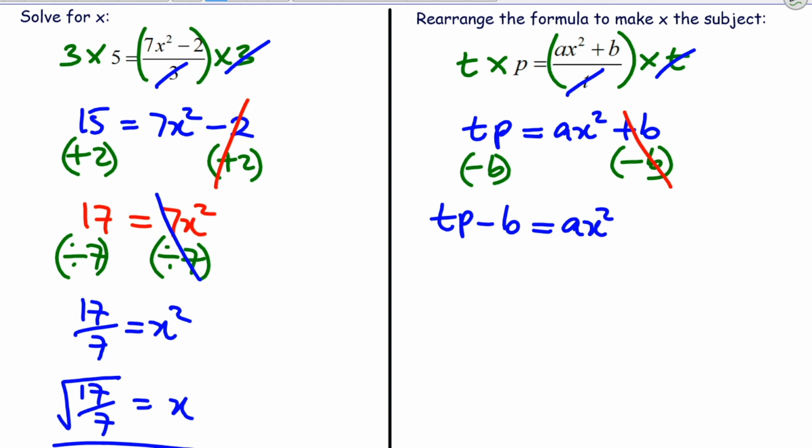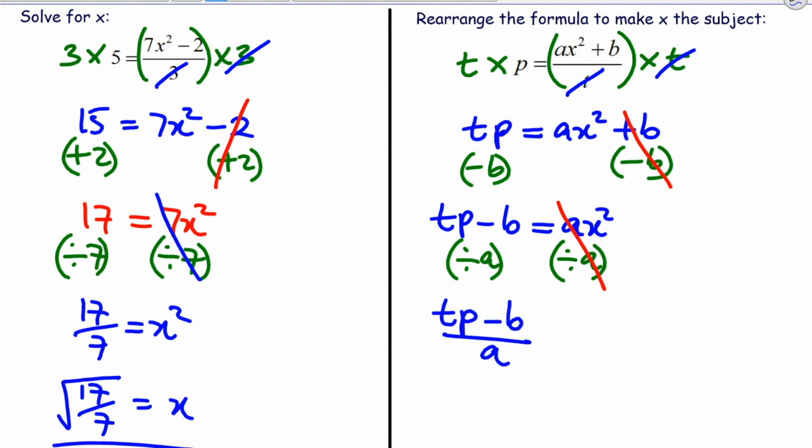The next step is dividing by a. So a divided by a is 1. So we are left with tp minus b over a is equal to x squared. Or x will be equal to the square root of tp minus b over a.